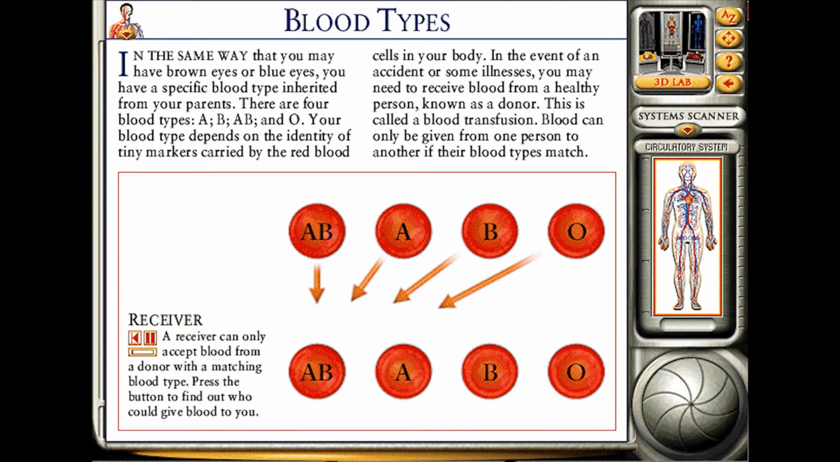If you have blood type AB, you're called a universal recipient. This means you can receive blood from someone in any other blood group. People with blood type A can receive from people with blood type A or blood type O. Those with blood type B can receive from those with type B or type O blood. People with blood type O can only receive from others who also have blood type O.